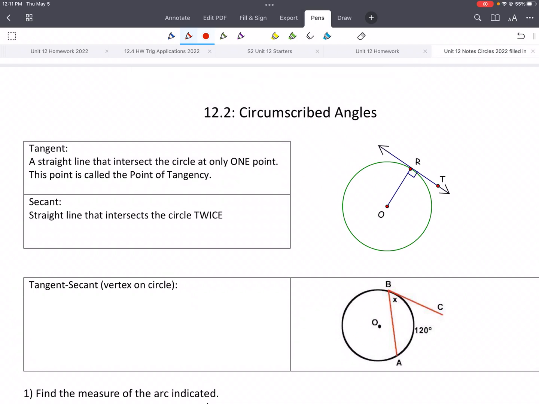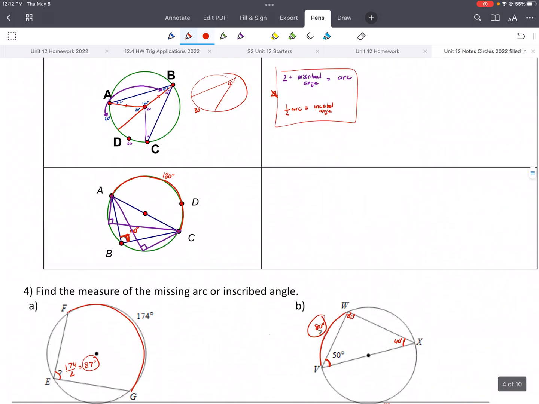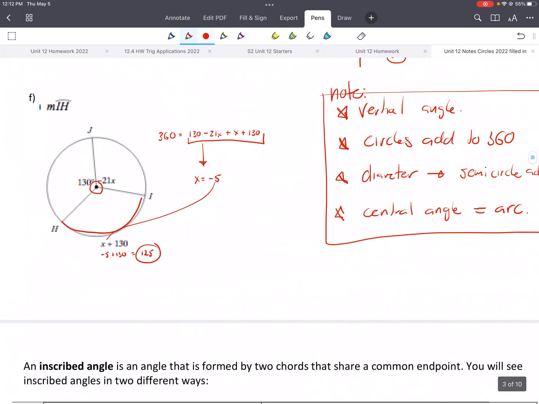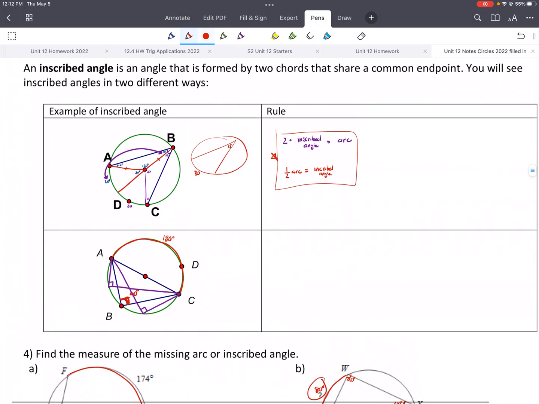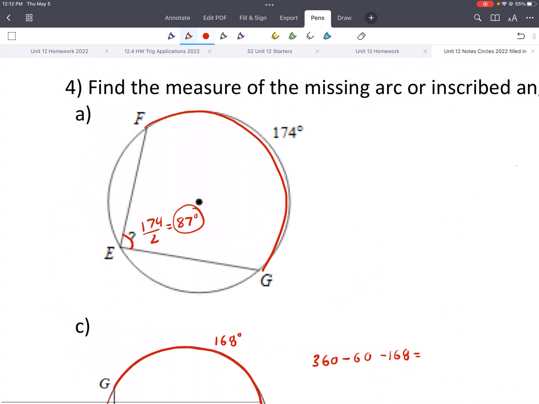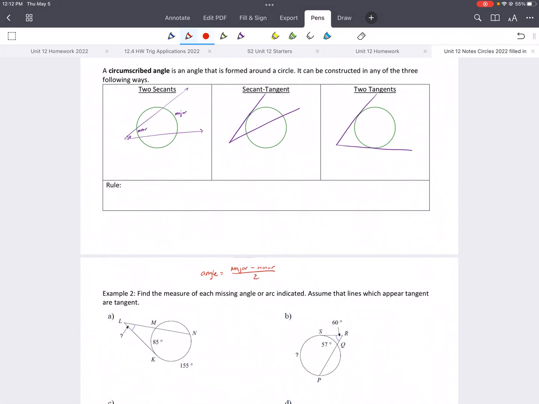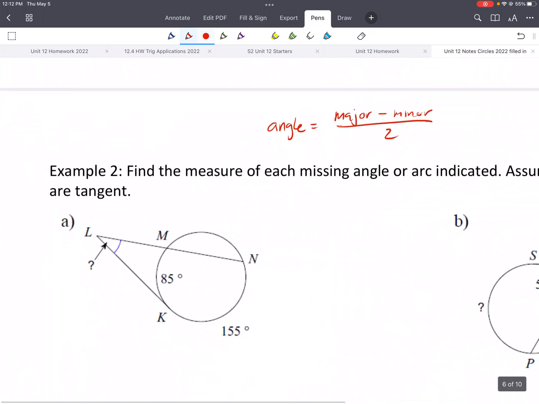All right, everybody, this is 12.2. Last time we talked about two types of angles. We talked about central angles, where the angles are at the center. We talked about inscribed angles. I'm going to look at an example of that, where the angle is on the circle. And then today we're talking about circumscribed angles, and that is where the angles are outside of the circle.